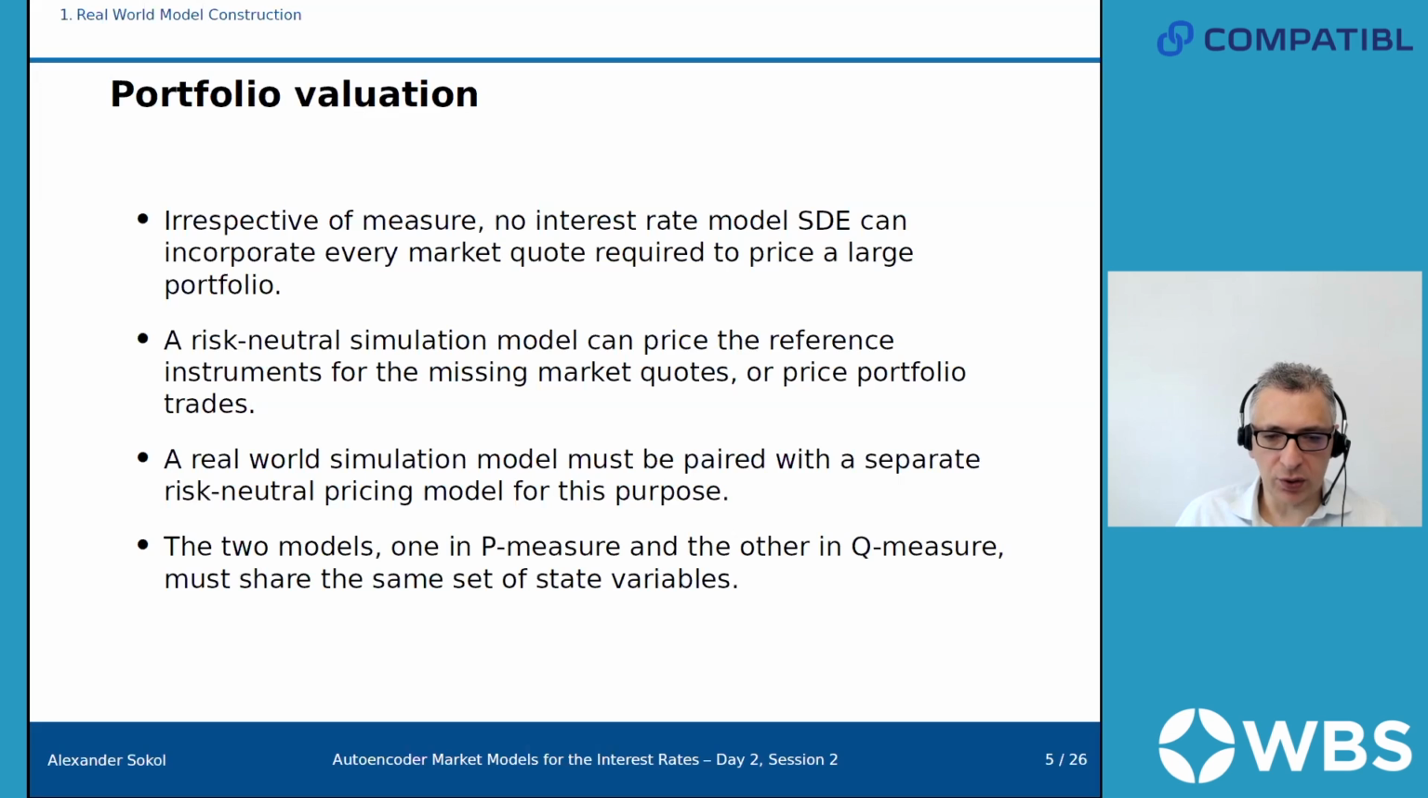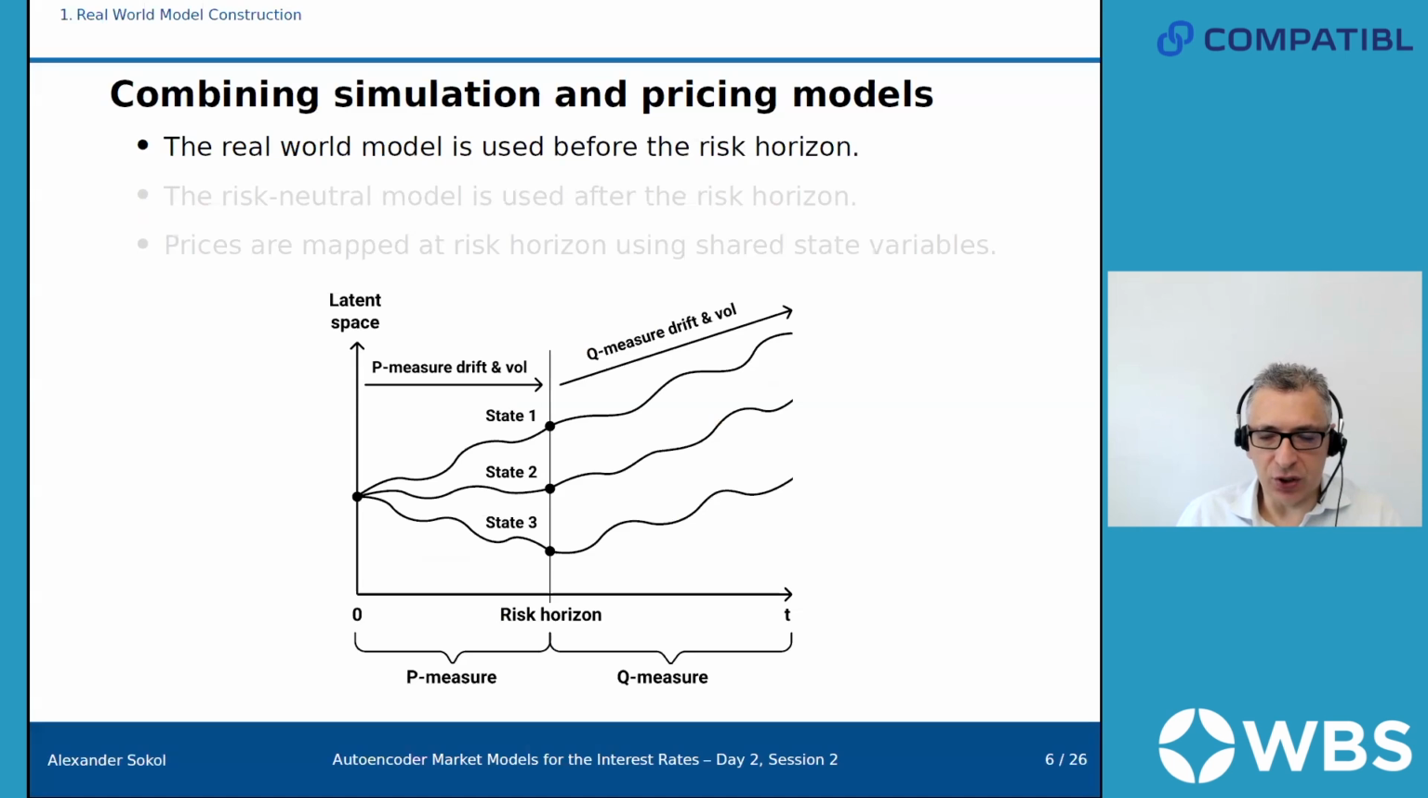So the two models, one in P measure and the other in Q measure, must share the same state variables, because once you have generated the real world distribution of the state variables, you then need to plug the state variables into your risk neutral model to produce either prices or market quotes which are missing, like volatilities. So this is the illustration for this, right?